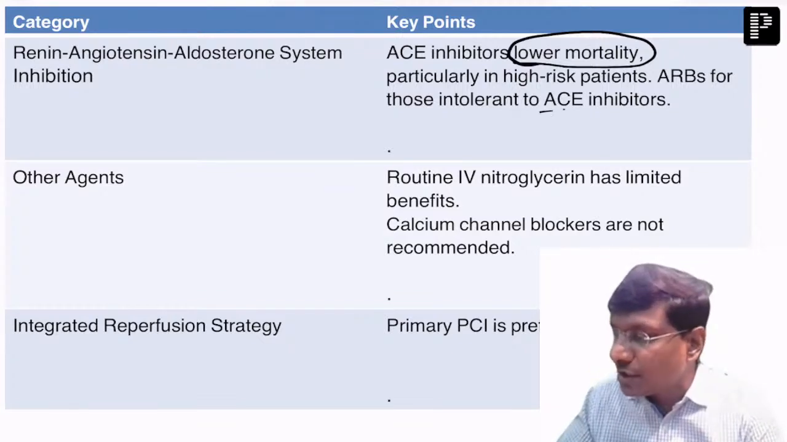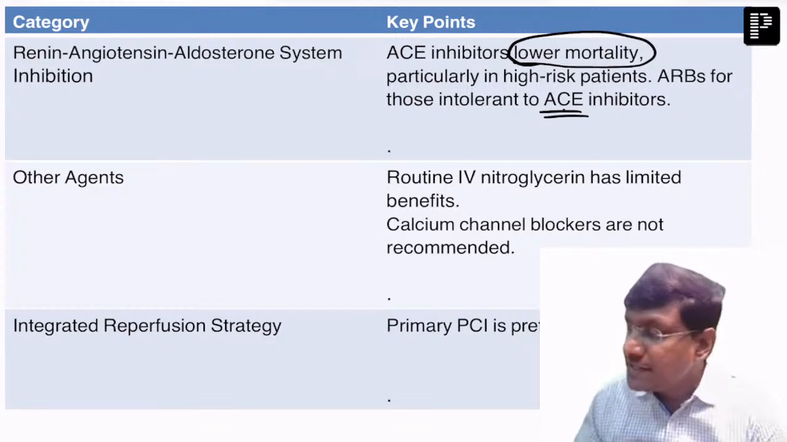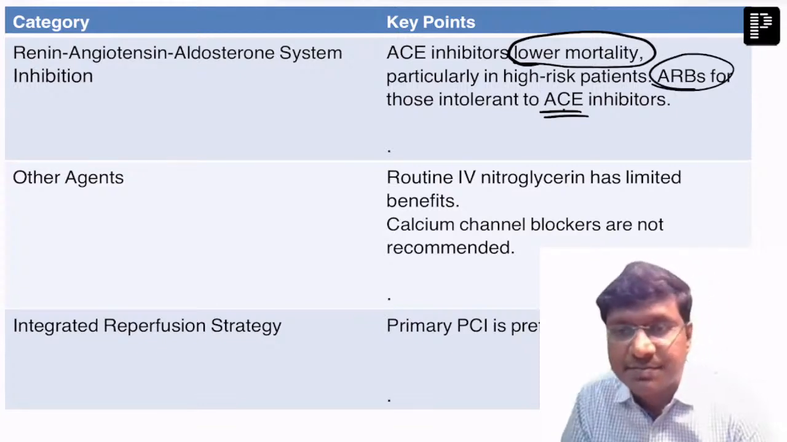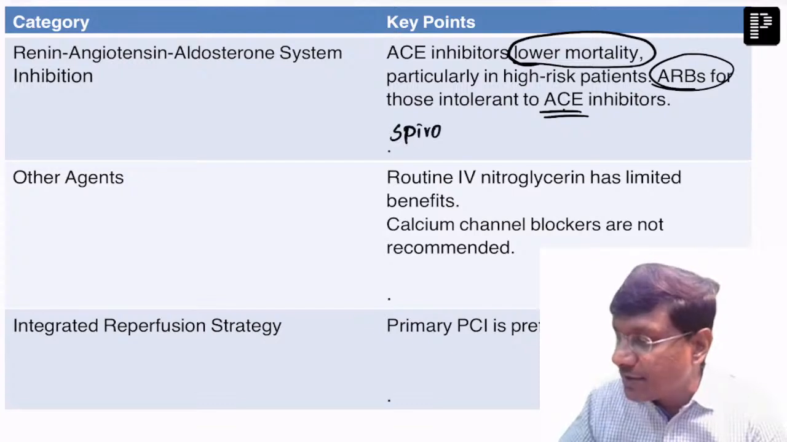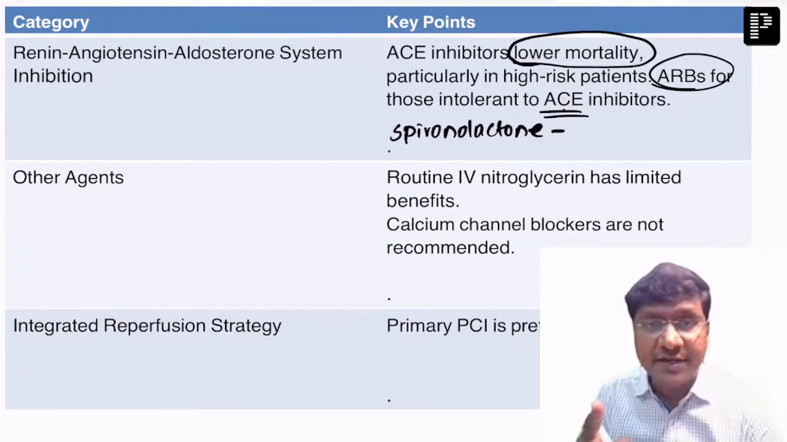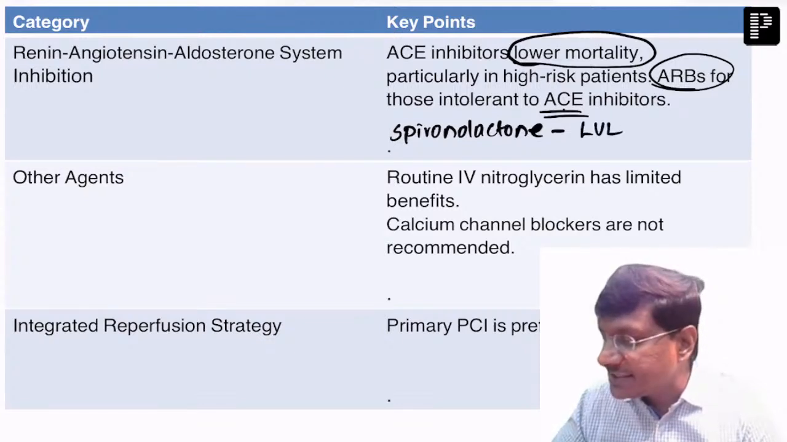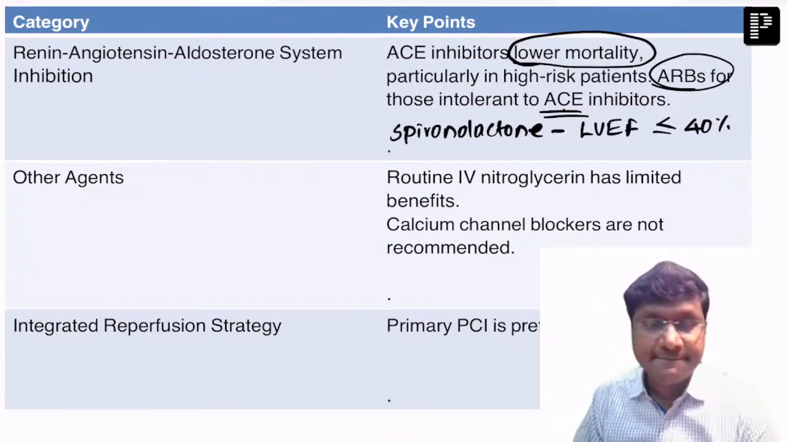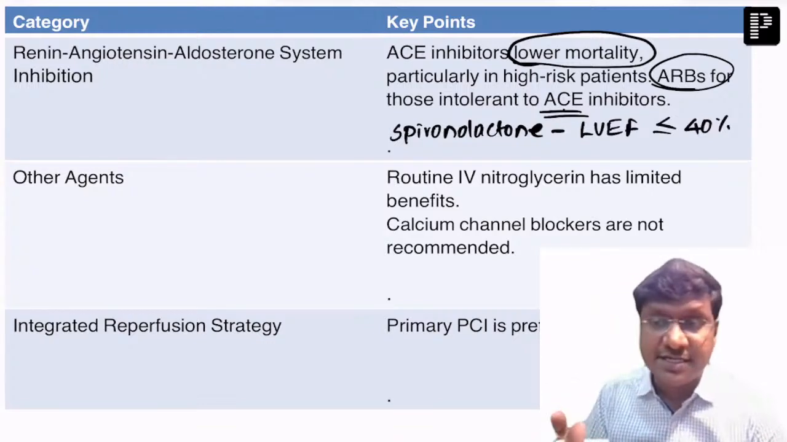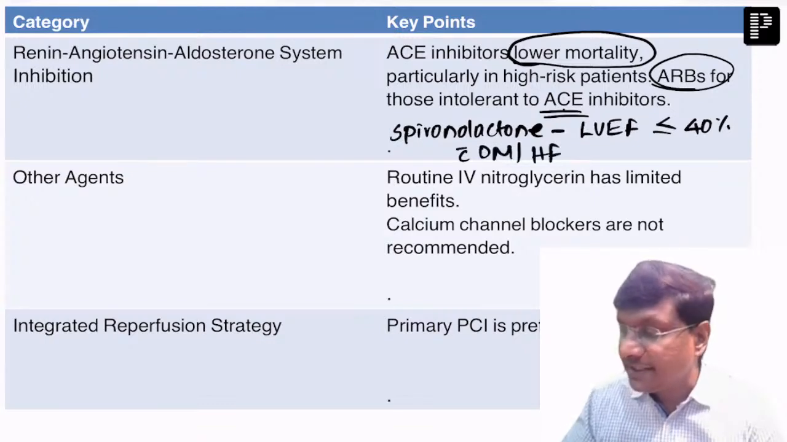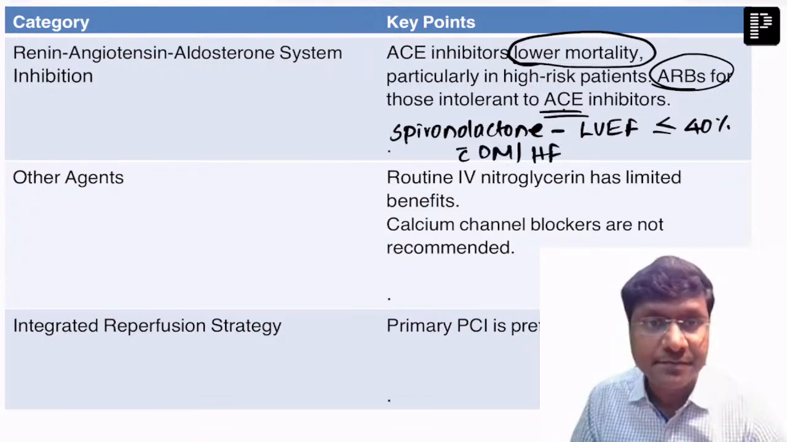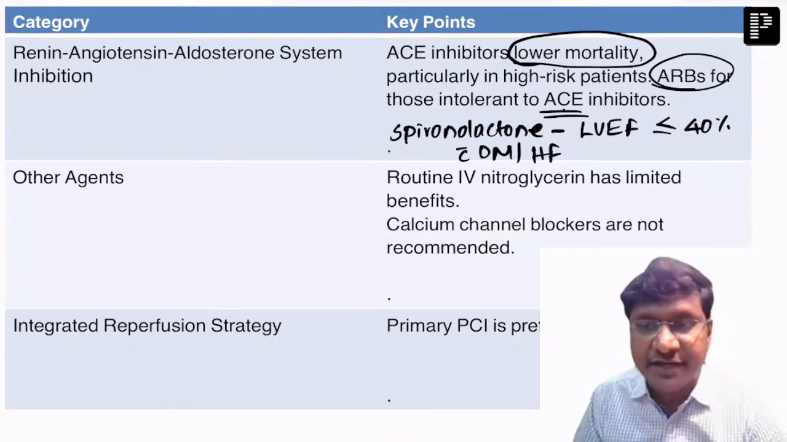And if the individual is not tolerating the ACE inhibitors because of the dry cough, in those patients, the angiotensin receptor blockers should be given. And do we need to give aldosterone antagonists like spironolactone? Yes. Spironolactone should be given in those individuals with LV ejection fraction less than or equal to 40%, right? If the LV ejection fraction is less than 40%, with diabetes or heart failure, then in them spironolactone should be given. And what are the other agents which are very, very important?